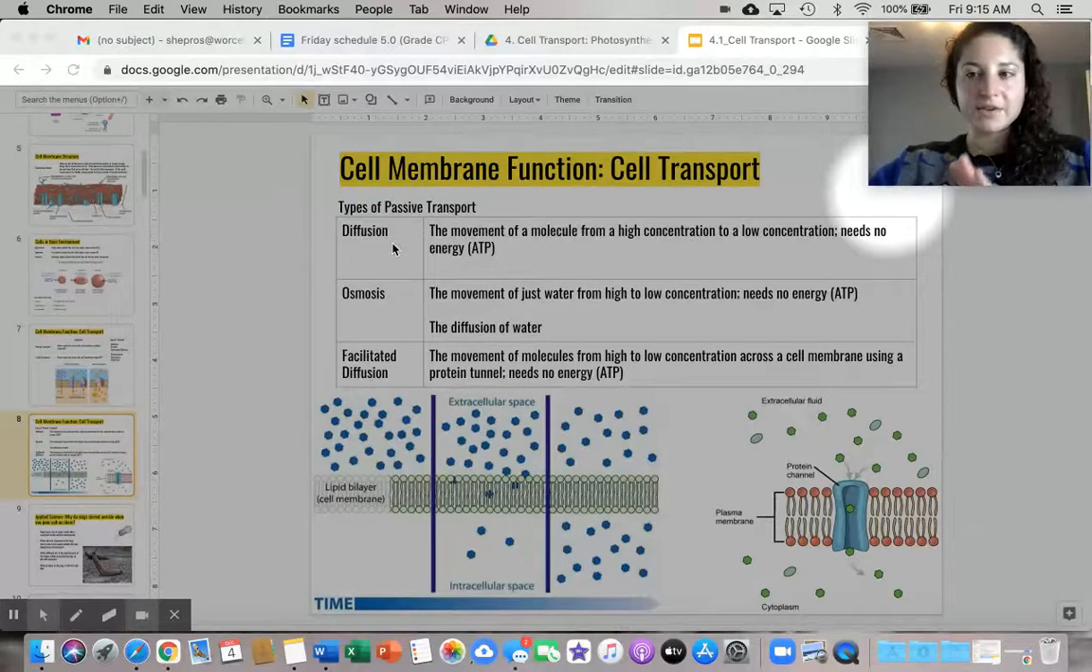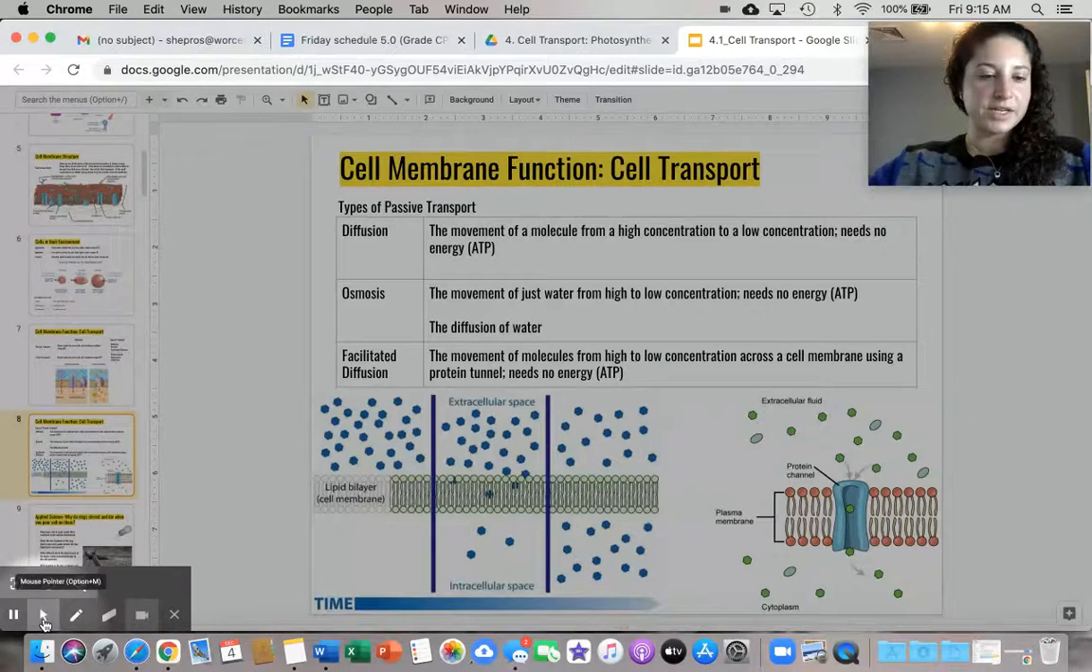Now, the scientific word for diffusion, my mouse is being super slow now. This isn't a good idea.